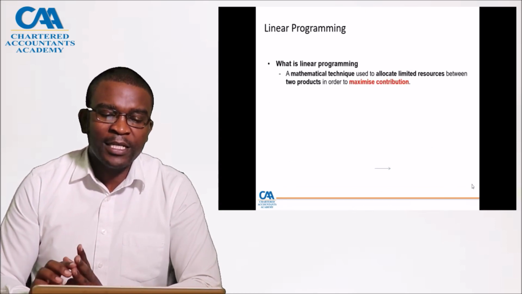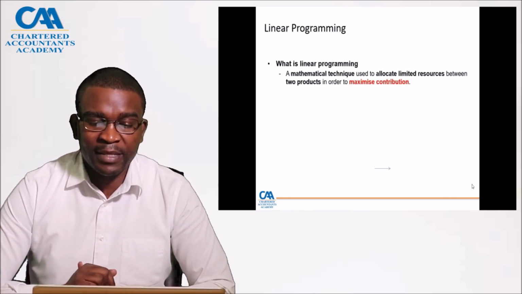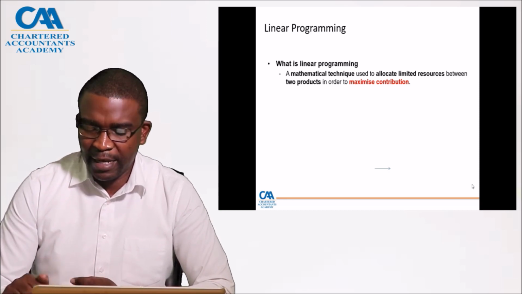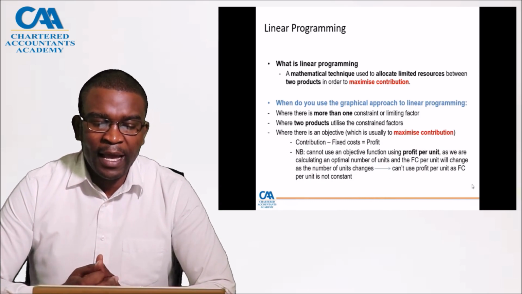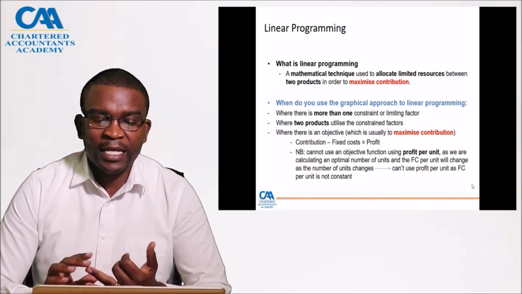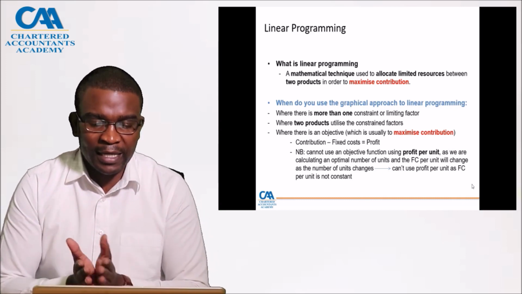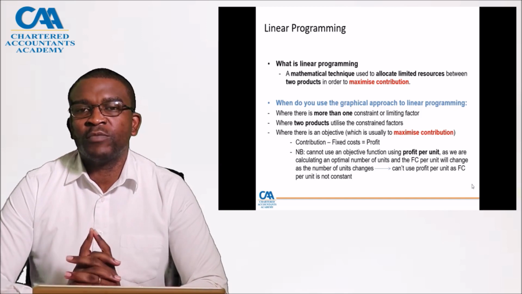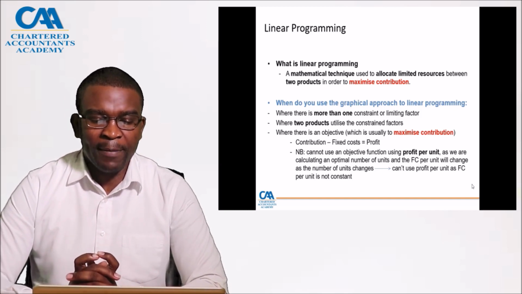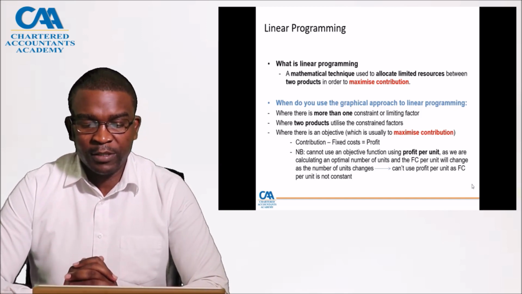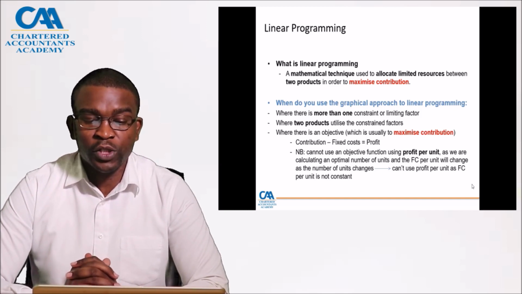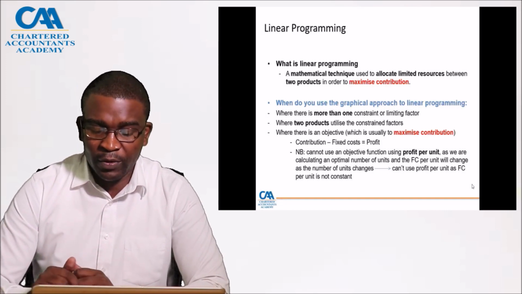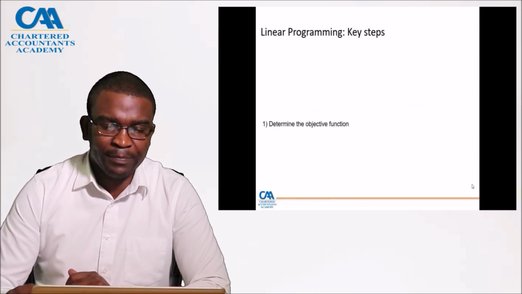When we talk about what linear programming is, I think you remember this technique from mathematics. It is used to allocate resources between two products to maximize contribution. We use it where you've got more than one constraint and where there are two products, because it sits on an X and Y axis, so you can only do it for two products. The objective function is to maximize contribution. Remember, contribution minus fixed cost is profit. In this case, we are not concerned with fixed costs because they're not going to change the decision we're making. So we look at maximization of contribution.